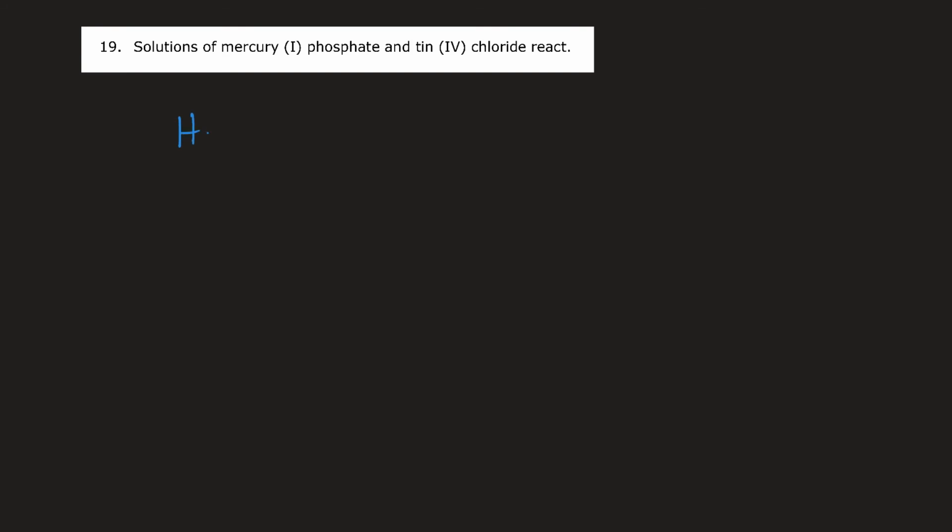Okay, mercury, and it says 1, so it's a 1 plus. And phosphate is a 3 minus. So to balance that, I put a 3 there. Now the charges are good. I've got 3 plus on the left and a 3 minus on the right of that compound. Plus tin 4 chloride. So tin, and this 4 means it's a 4 plus version of the tin, and chloride is always a minus. To balance those charges, I need to put a 4 right there, and now it's balanced.